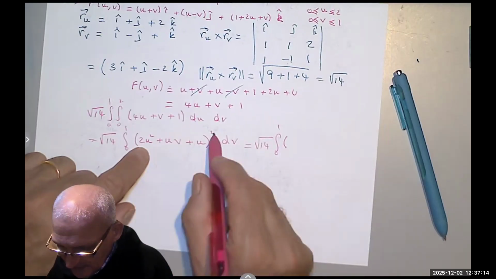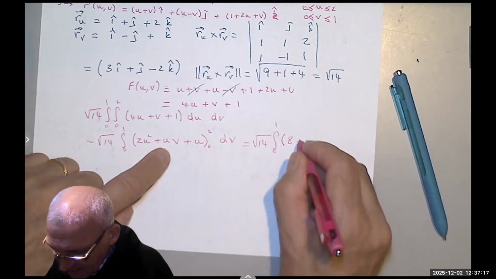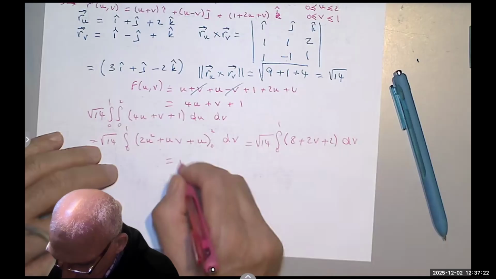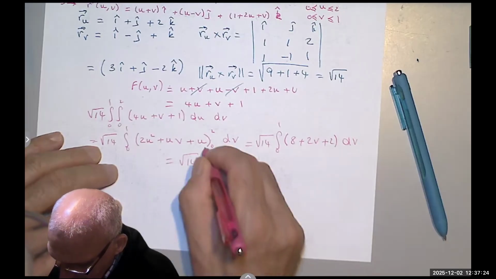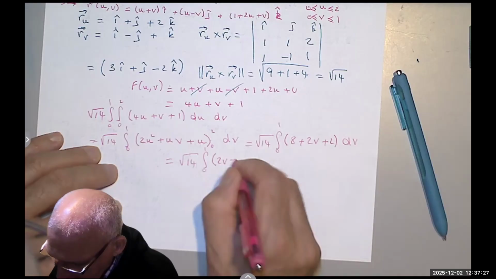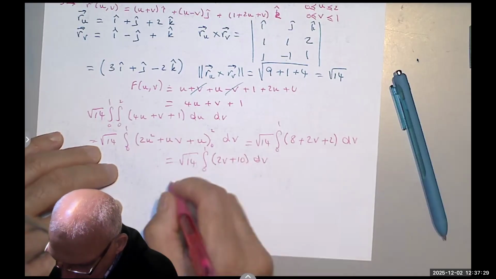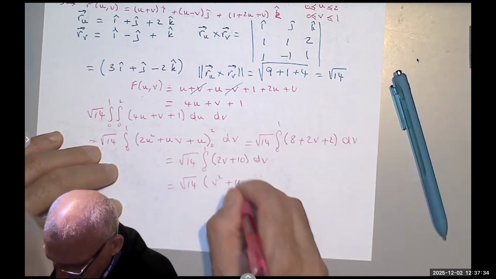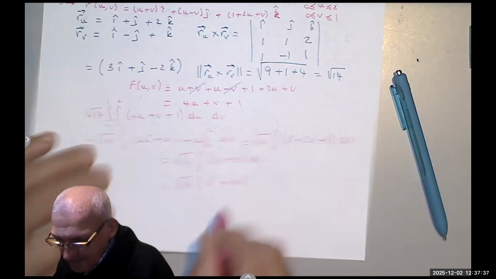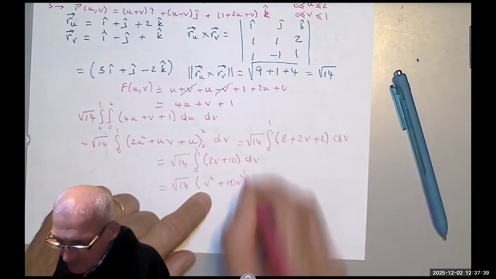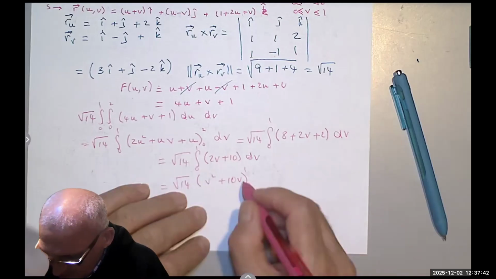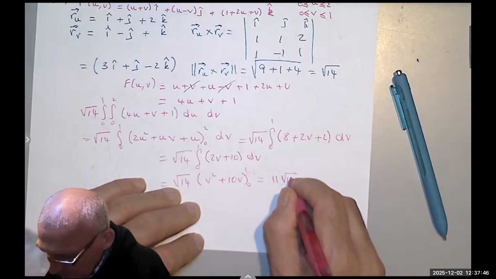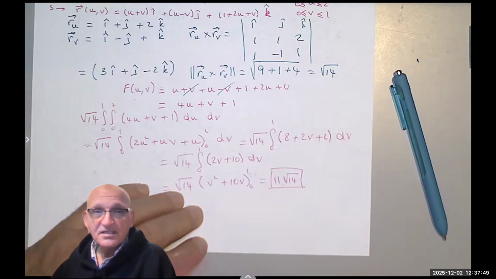The u is evaluated like that, so I get root 14, integral from 0 to 1, and between parentheses, when this is 2, you get 8 plus 2v plus 2 dv, equals root 14, integral from 0 to 1 of 2v plus 10 dv, equals root 14 times v squared plus 10v. Evaluated from 0 to 1, again, we don't care about the 0, so you get 1 plus 10 is 11, so the answer is 11 root 14. And that is the surface integral.